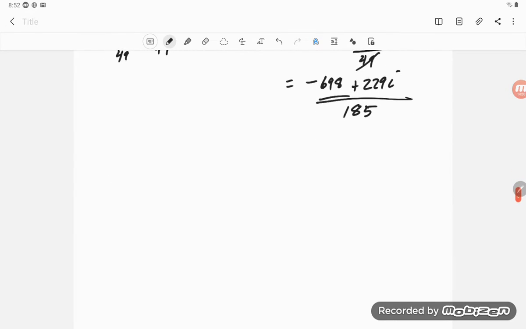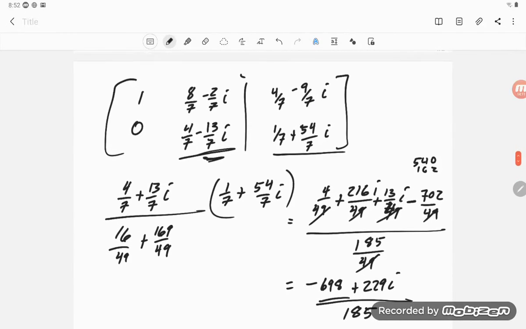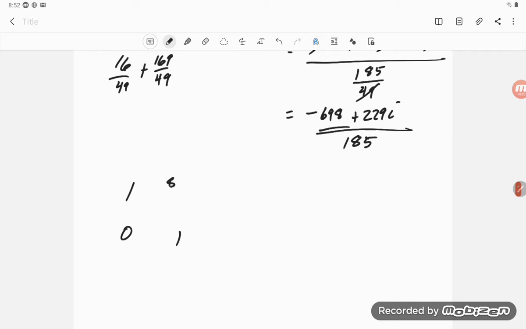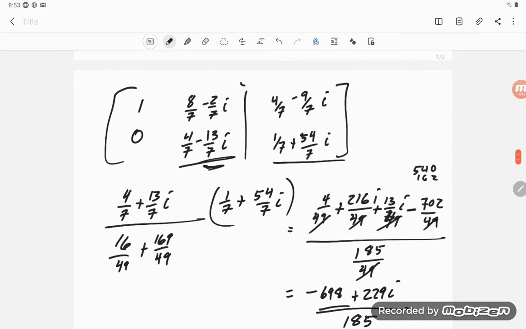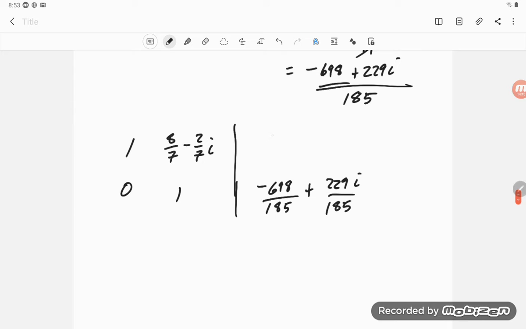Okay, so when I rewrite this, I have 1, 0, 1, and what the heck did we have up there? 8/7 minus 2/7 i, and then this is augmented with, well, this bottom part is minus 698 over 185 plus 229i over 185, and the top is what, 4/7 and minus 9/7, so 4/7 minus 9/7 i. So that's what we have so far.